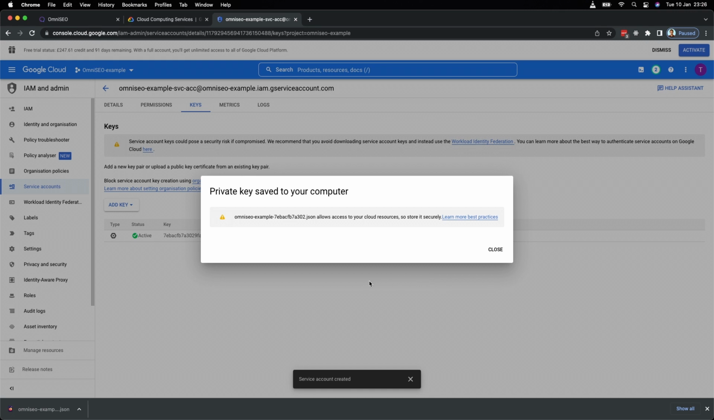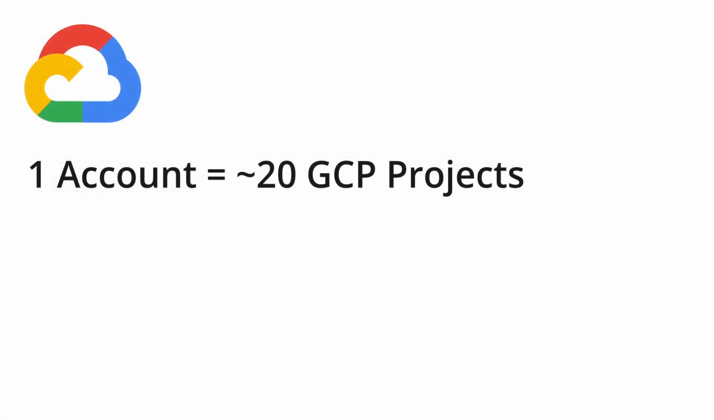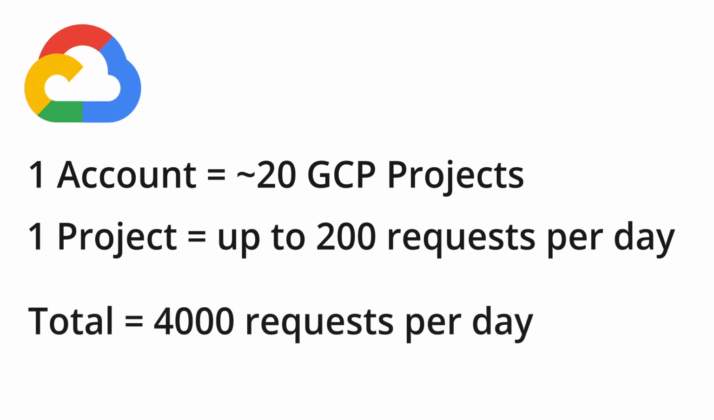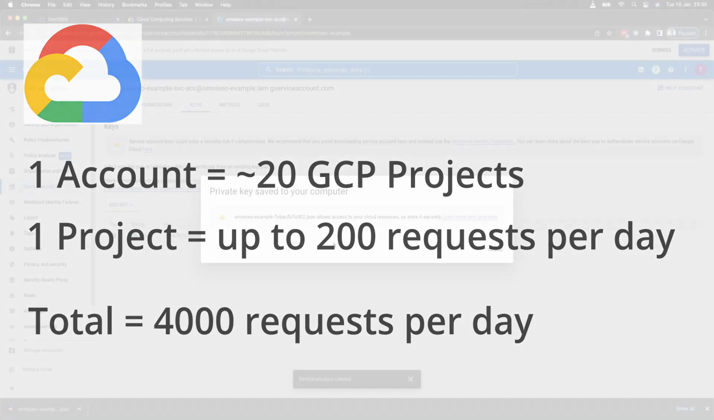And this is the key that we need to upload on OmniSEO page. I'm gonna show you in a second, but before I do that, I'm just gonna mention that a Google Cloud account gives you space for 20 projects. Then for every project with a service account integrated with OmniSEO, you get 200 indexing requests. And these requests can be sent daily. So in total, if you create 20 projects on a Google Cloud account and integrate with OmniSEO app, you can send up to 4,000 indexing requests a day.